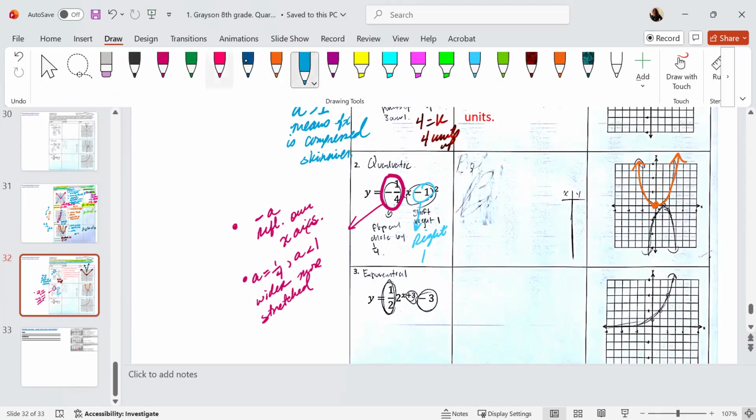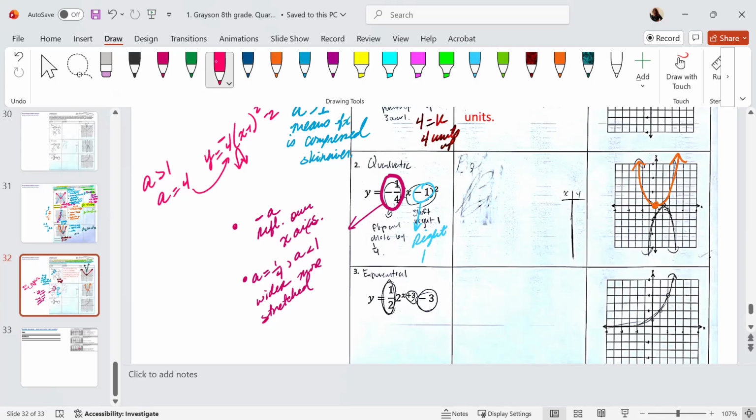How do I know that a is greater? If A is greater than 1, that means A is equal to like 4, right? So you have y equals 4, x minus 1 squared minus 2. Does that make sense? That 4 right there. Even if it has a -4, it doesn't matter. 4 means that it is going to be skinnier, correct? It'll just look like this. Do you see that? It's just skinnier.